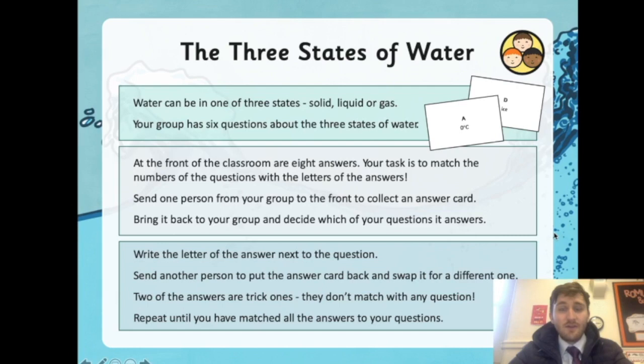So now, straight away, first task. Water can be in one of three states. We know that it can be in solid, it can be in liquid, or it can be in gas.